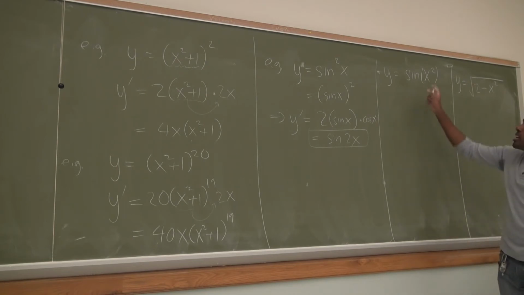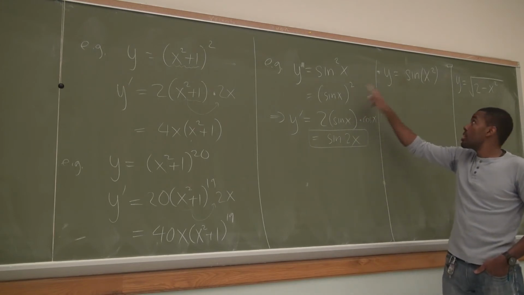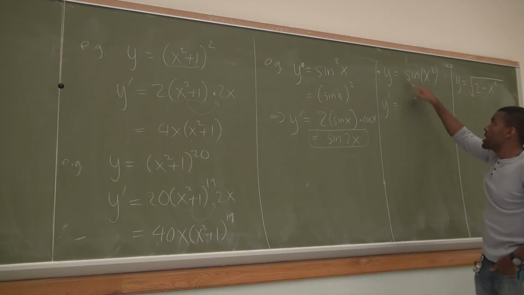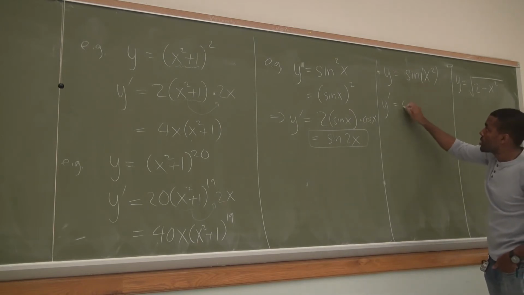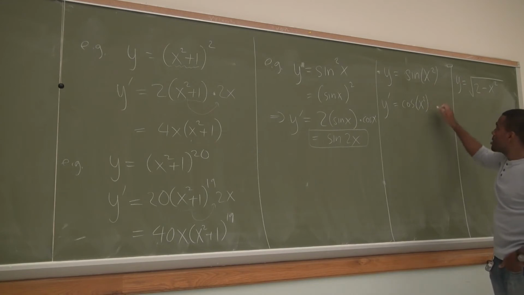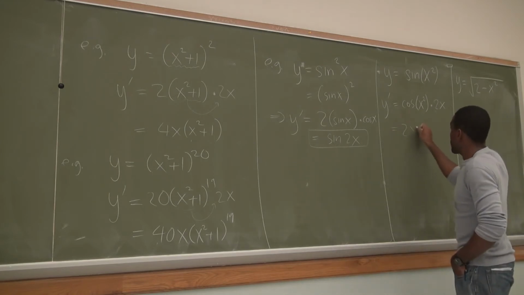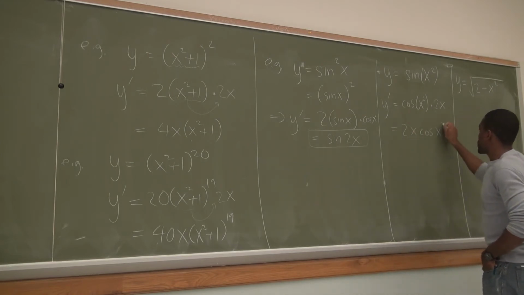So here it's not just sine of x, it's sine of a function. The sine is the outside function. Over here the square was the outside, over here the sine is the outside. So y prime is: differentiate the outside function, leave the inside intact, then multiply by the derivative of the inside function. So this is just 2x cosine of x squared.